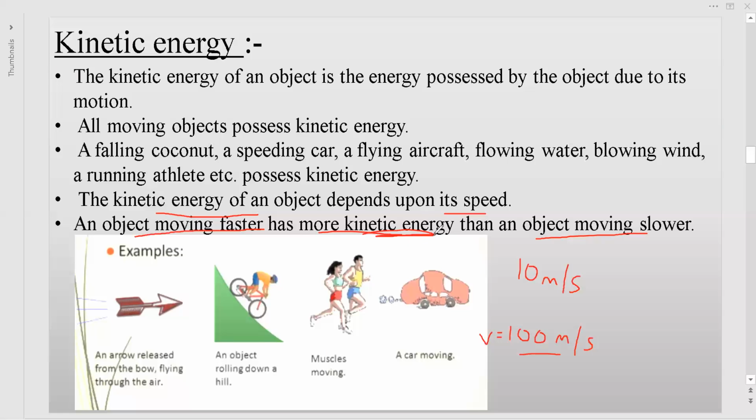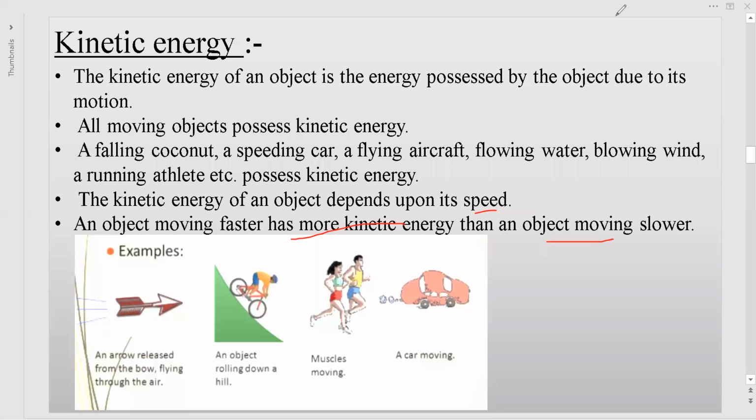So whatever object it is going to hit, the effect on that body would be more, means the work done on that body would be more, because the energy is much more. So we can say that it depends on speed. If speed is more, the energy would be more. If speed is less, the energy would be less.